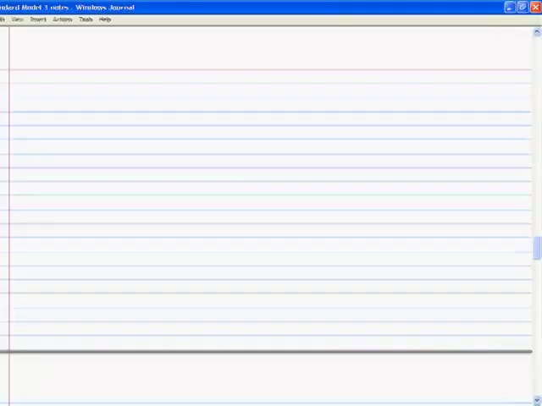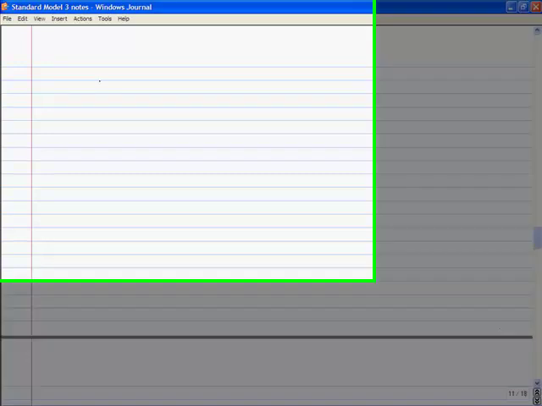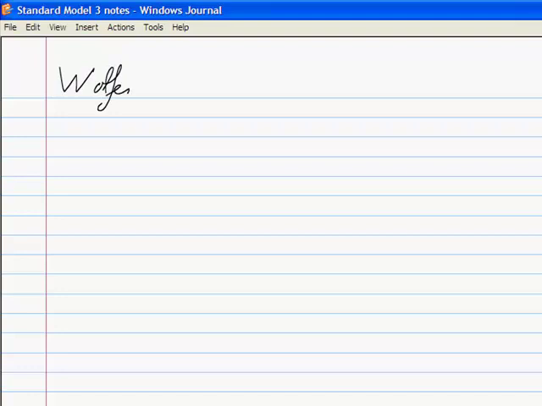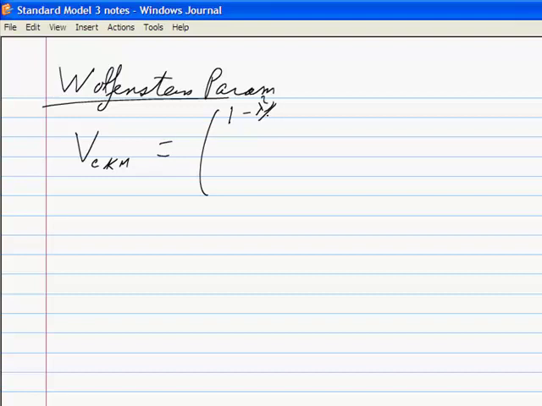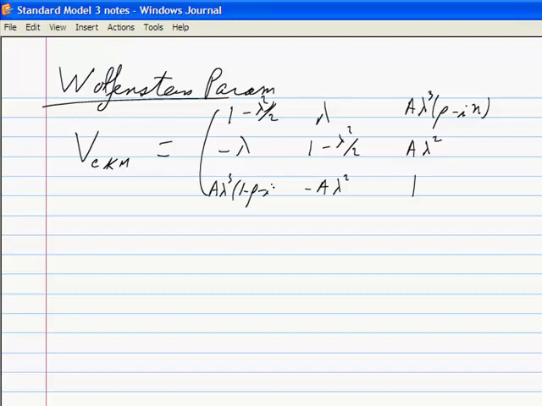Where is it? The Wolfenstein parameterization, the V_CKM matrix is 1 minus lambda squared over 2, lambda, minus lambda, 1 minus lambda squared over 2, 1, A lambda squared, A lambda cubed, rho minus i eta, minus A lambda squared, A lambda cubed, 1 minus rho minus i eta.